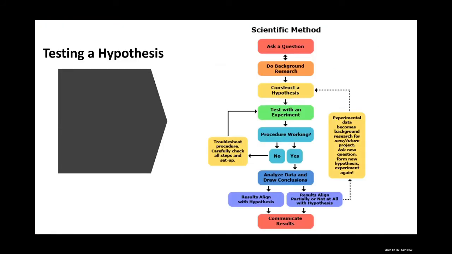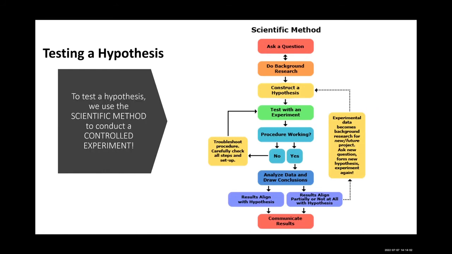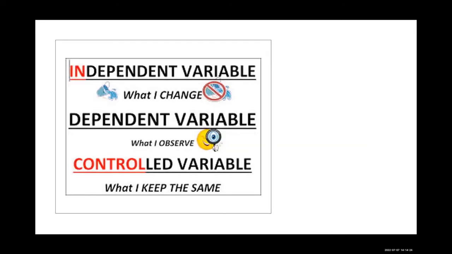So what's scientific method? Scientific method is a way of going about this testing. It's how we conduct what we call a controlled experiment. Now, as you can see from this flowchart, it's not a straight line. There are lots of turns you can make. That's because there is no one specific straight way to do a controlled experiment, but there are some things you do have to keep in mind. These are the three big ones: your independent variable, which is what you change, your dependent variable, which is what you observe, and your controlled variable, which is what you keep the same.